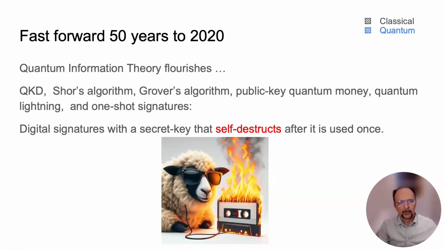So, moving on, fast forward 50 years later to 2020, quantum information theory has flourished, and to a large degree inspired by Wiesner's seminal work, we have quantum key distribution, but also an array of other exciting developments, such as Shor's algorithm, Grover's algorithm, public key quantum money, quantum lightning, and finally bringing me to the topic of this presentation, one-shot signatures. These are digital signatures that have a secret key that self-destructs after it is used just once.